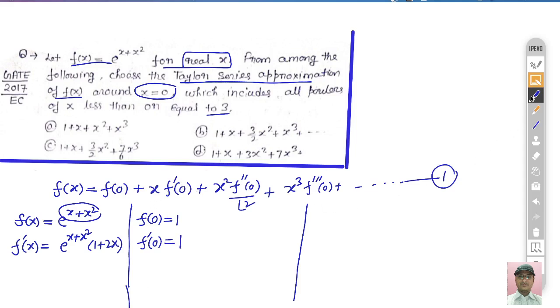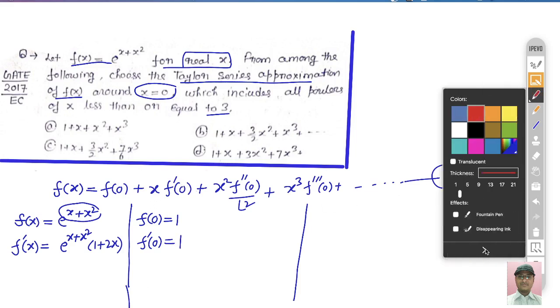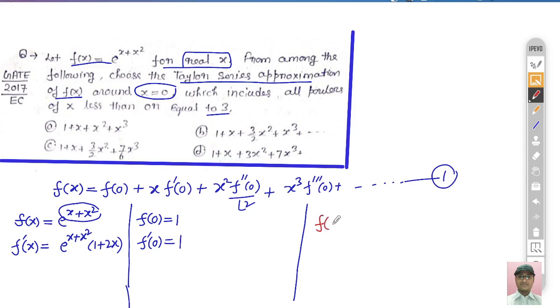Now once you put these values in parallel, try to understand what the possible answer is. Right now we have f 0 equal to 1. So once you put f 0 equal to 1 in equation number 1, the first term is 1, plus f dash 0, which you have already calculated is also 1, times x. Now you match it: 1 plus x, 1 plus x comes in all these options. So we cannot tell anything about which one is the correct option.